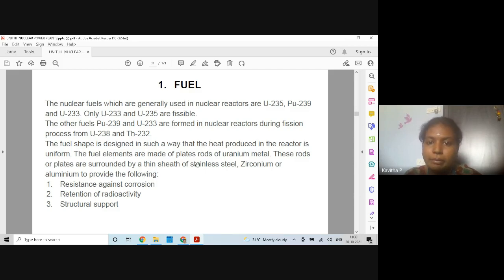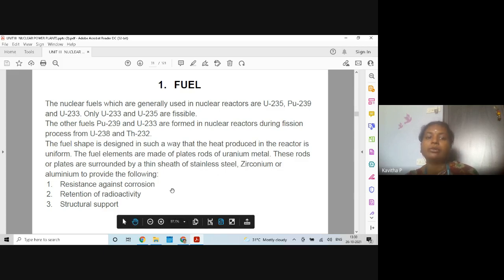The neutron will hit another uranium atom, and the process keeps on continuing as a chain reaction. The fuel elements are made of plates or rods of uranium metal, and these rods or plates are surrounded by thin sheets of stainless steel, zirconium or aluminium. Usually the uranium pellets are placed in a rod-like structure, covered by a thin sheet of zirconium, aluminium or stainless steel in order to get proper structural support, to maintain its radioactive nature and to be resistive against corrosion. All these fuel rods are placed inside the fuel structure.